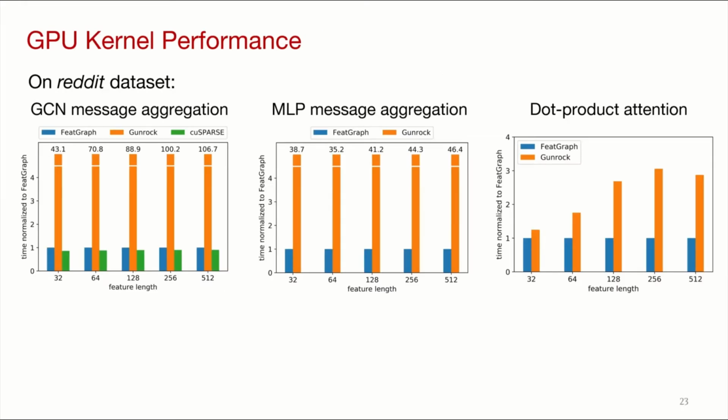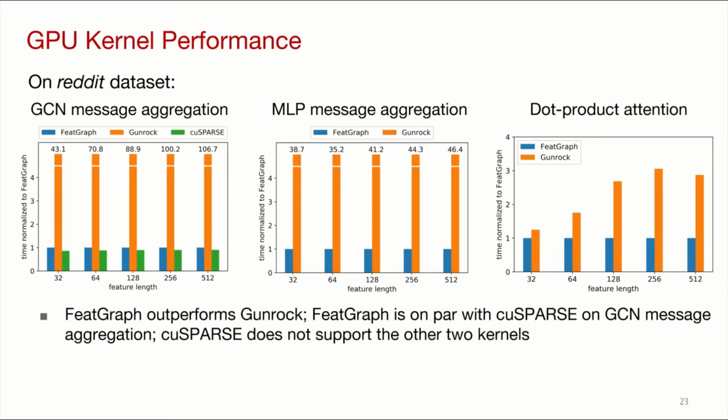This slide shows the GPU kernel performance on the Reddit dataset. We can see that FeatGraph outperforms Gunrock in all the 3 kernels. FeatGraph is on par with cuSPARSE on the GCN message aggregation kernel. cuSPARSE doesn't support the other 2 kernels.